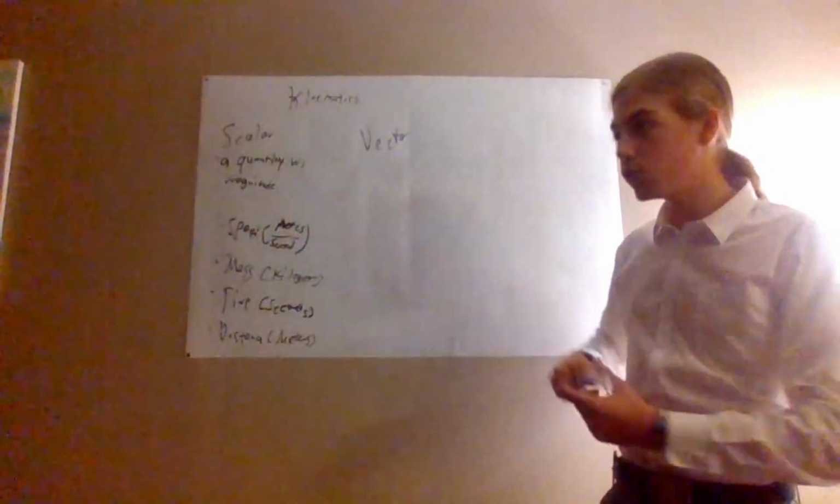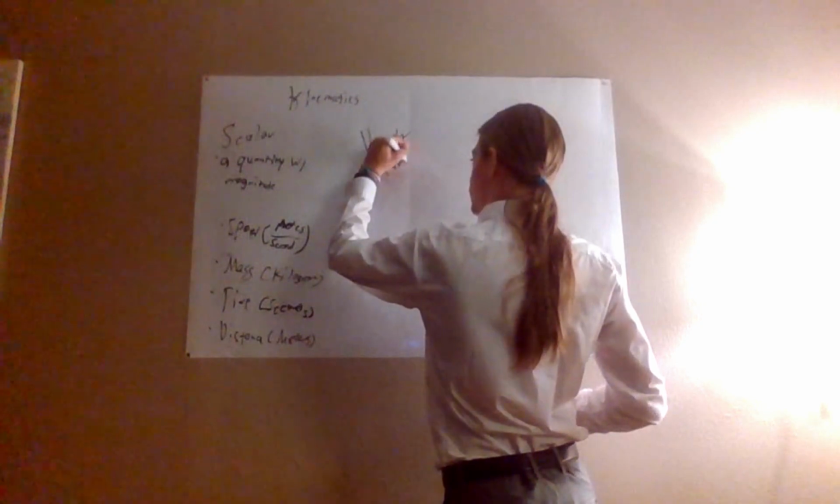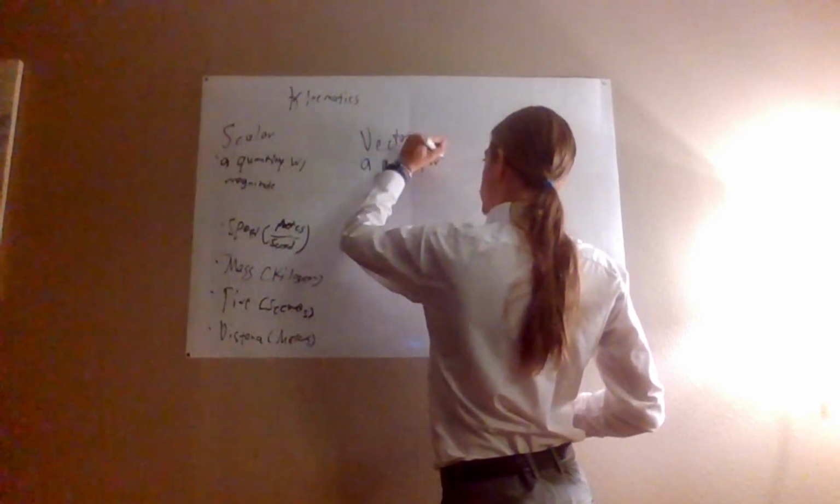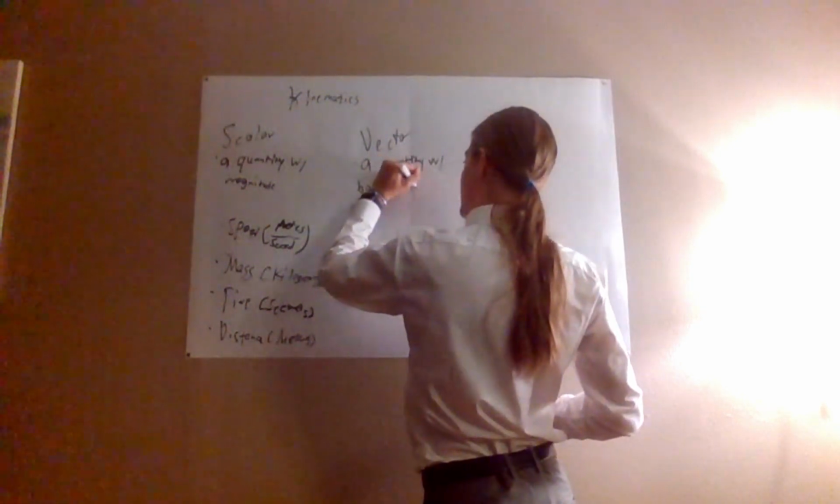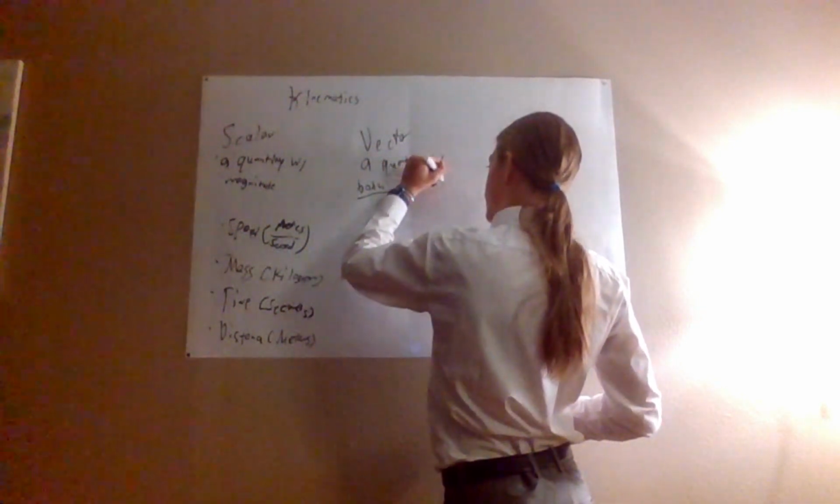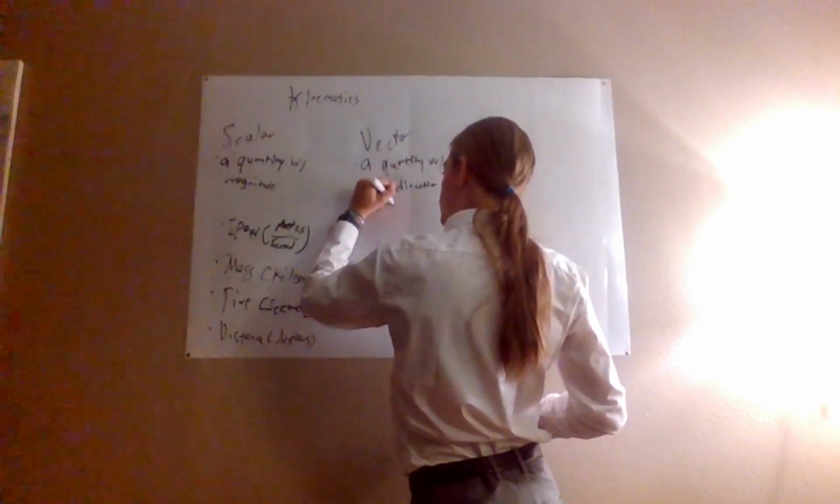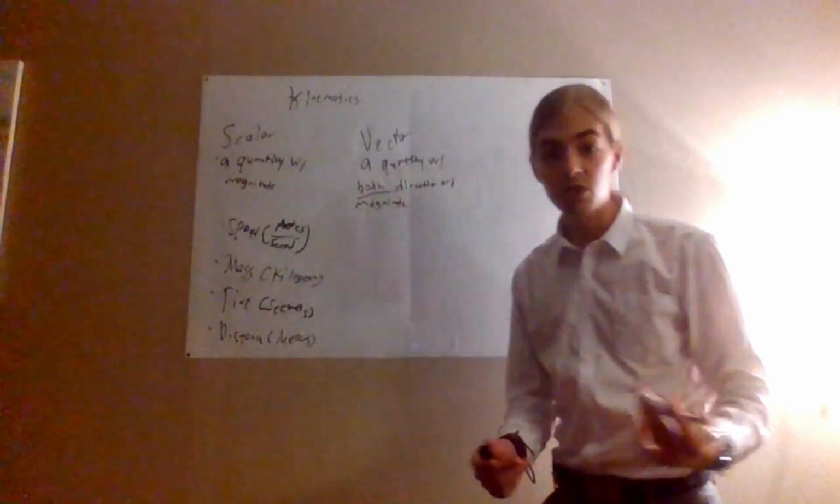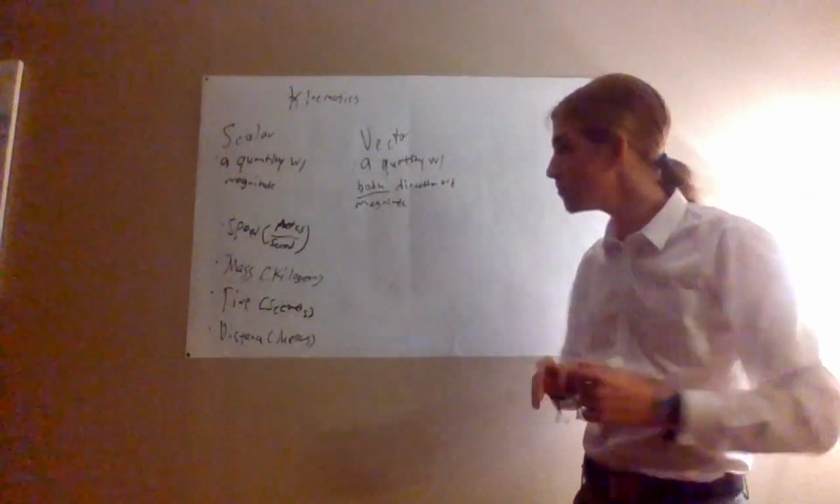A vector is a quantity with both direction and magnitude, as Vector from Despicable Me 1 claims so very boisterously. We all love him for it.